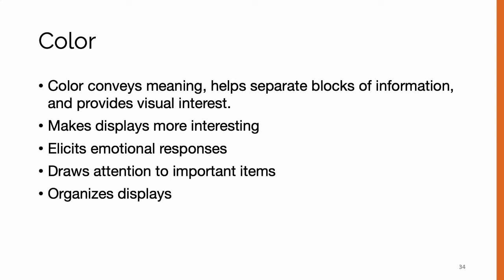And we talked briefly about color, and I've talked about it before in the sensation and perception sections, so I'll just touch on it briefly here. Color nicely conveys meaning. It can help separate blocks of information. It, of course, provides visual interest. It makes our displays a heck of a lot more interesting. It can elicit emotional responses. The problem with color, if there is a problem, is that it's so powerful. It tends to draw our attention. If it draws that attention to really important items, that's great. If it draws that attention to items that are extraneous, well, that's terrible. So you want to be really thoughtful in your use of color and help it to organize displays.